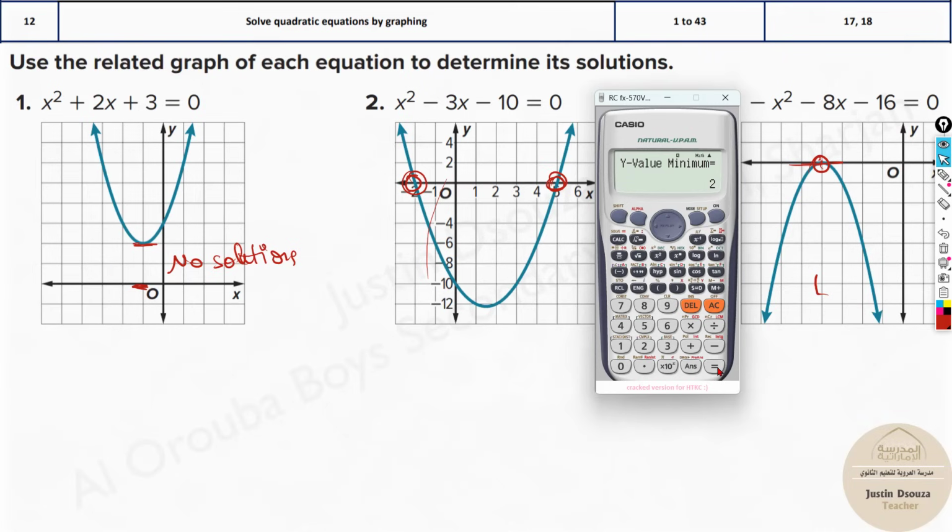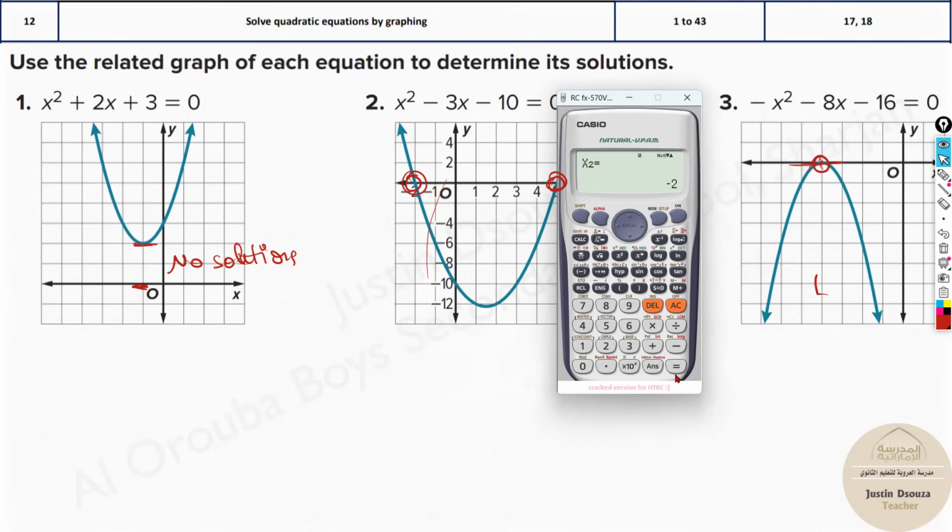We can check the next one out. All you need to do is put in 1, minus 3, and minus 10. And over here, we have 5 and minus 2. You can see 5 is one solution, minus 2 is one more. And what about the last one? We are not getting x1 and x2 here. If we put in minus 1, minus 8, and lastly minus 16, the solution is only x. Minus 4 is the correct answer. 1, 2, 3, 4, minus 4. But only one solution. Can you see that? It's only one x. That means it's touching the axis only at one point.